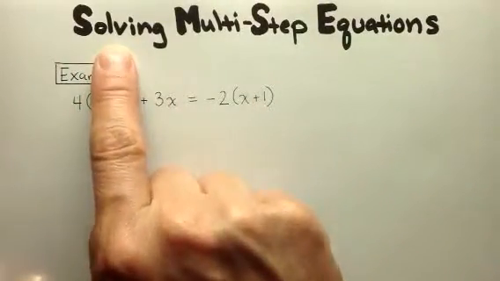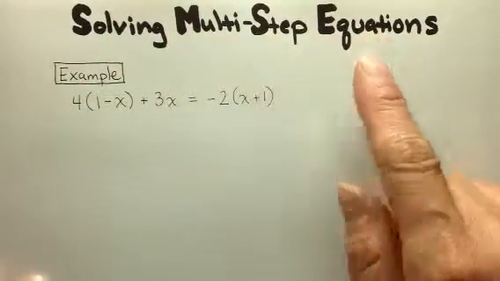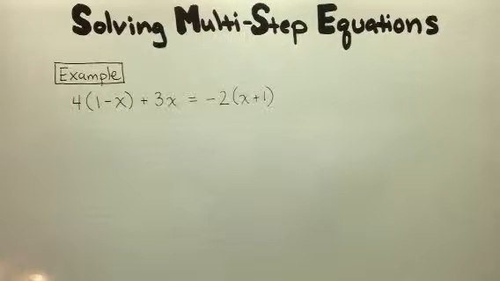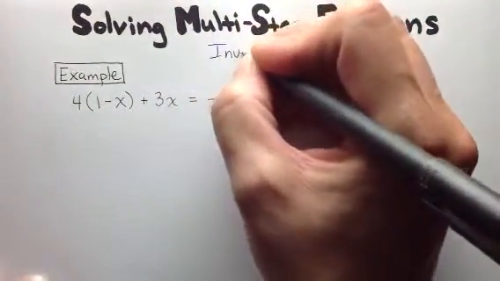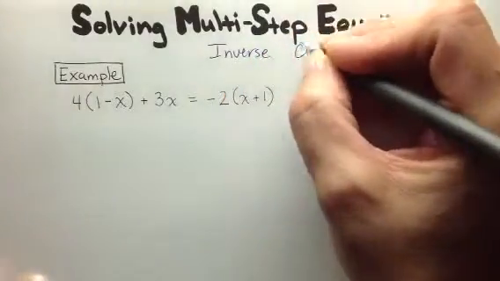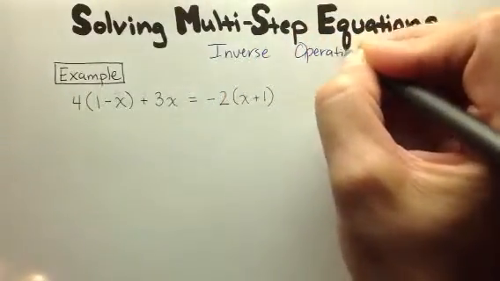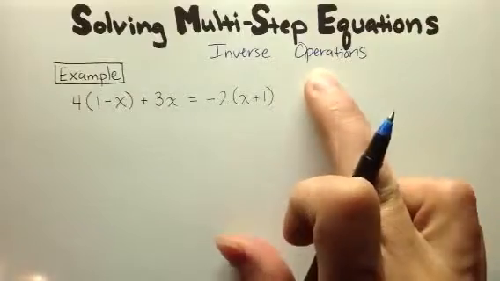Okay, let's talk about solving multi-step equations. So this is when it starts to get kind of crazy and guessing and checking isn't much of an option anymore. You really need to understand your inverse or opposite operations. Your verbs: add, subtract, multiply, divide.